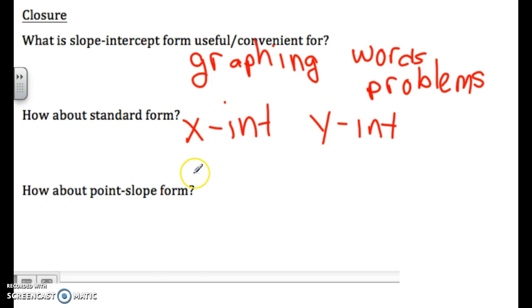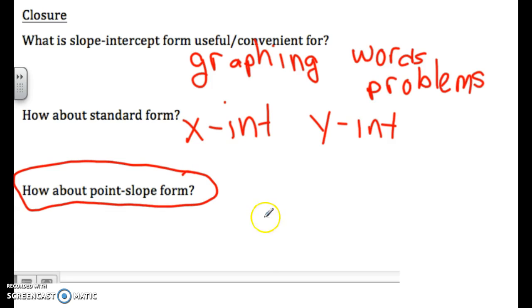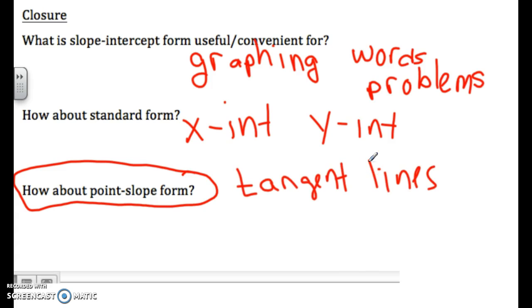Point slope form, some teachers that have not taught higher level courses think that point slope form isn't necessary. However, it's necessary when you find tangent lines in calculus, right? And I think it's useful when you have a point and the slope. You can very easily write it in point slope form and then solve for y.